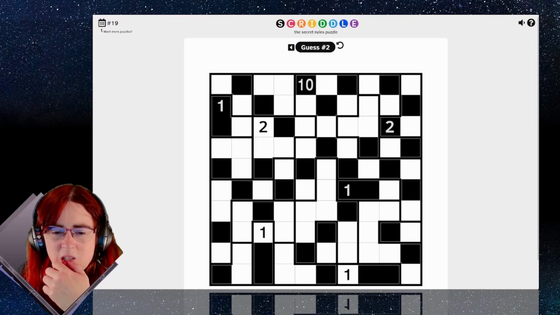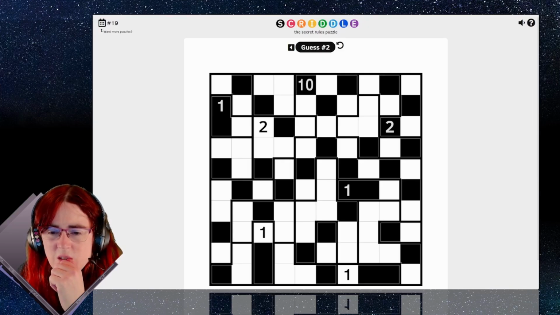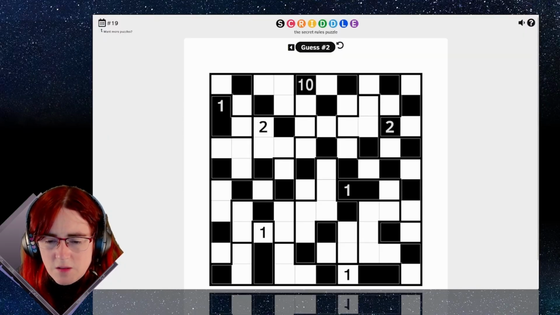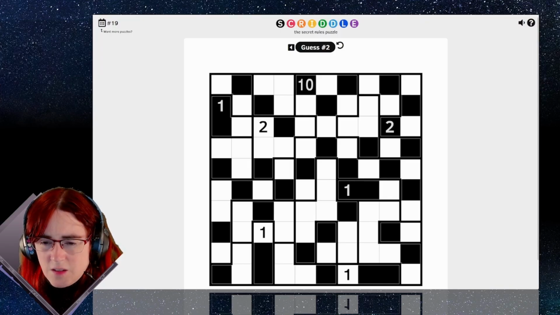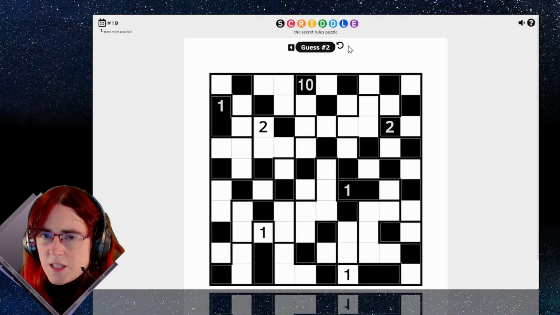Have we got any smaller white regions? Not really. I would like to have a 2-cell white region to see if that. Oh yeah. What if we put? Oh no, that wouldn't do it. Okay, let's try this. See what happens.